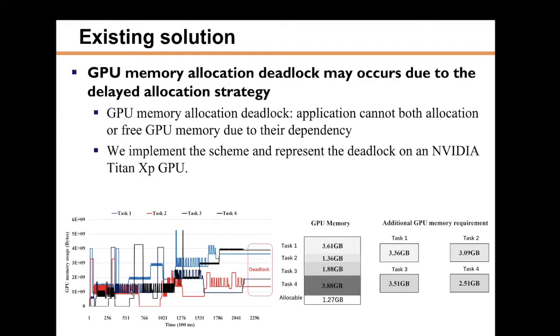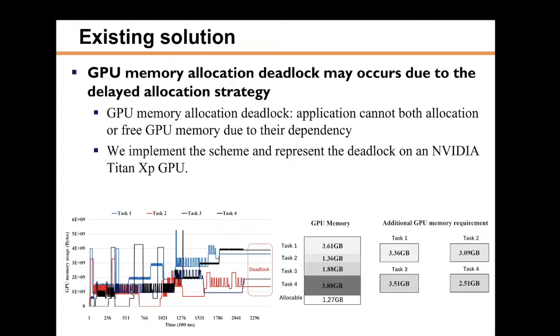However, this solution may cause the GPU memory allocation deadlock problem. The GPU memory allocation deadlock problem means there is free space on GPU memory, but it cannot satisfy any task's request, and every task is waiting for GPU memory allocation to continue its execution. So it means that every task will stop and never be continued.